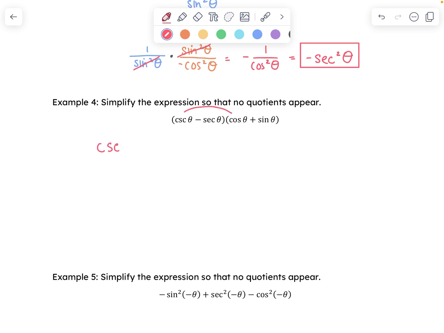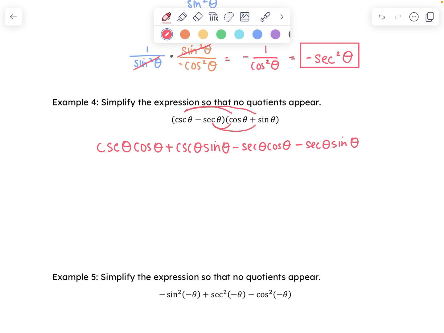It's just going to give me cosecant theta times cosine theta. Outside times outside is going to give me cosecant theta times sine theta. Inside times inside, minus secant theta times cosine theta. And last times last is minus secant theta and sine theta. Okay, from here we can still simplify this a little bit.